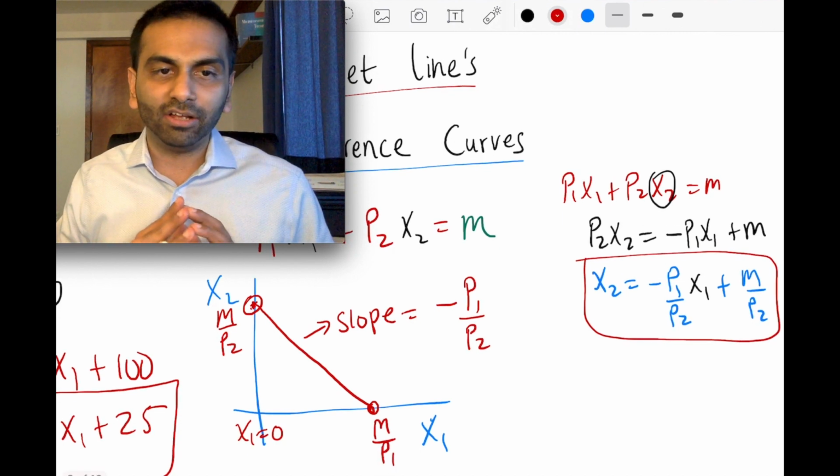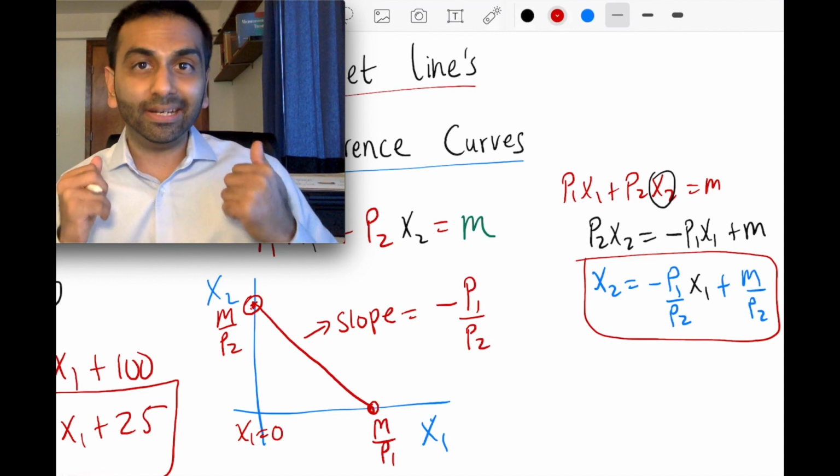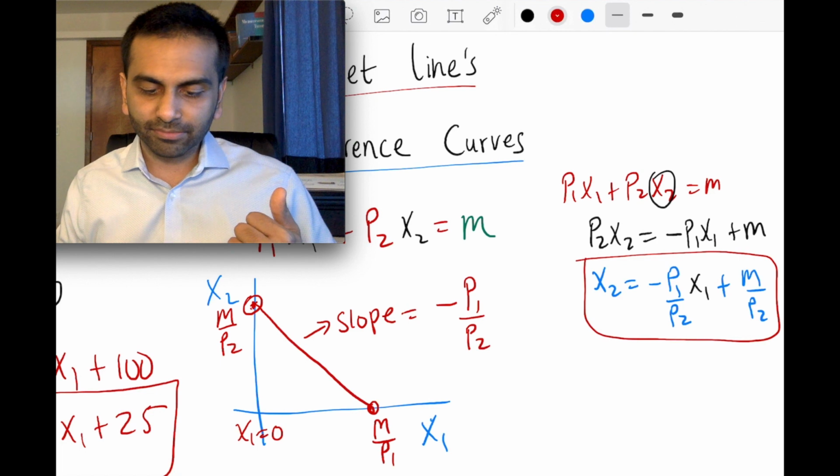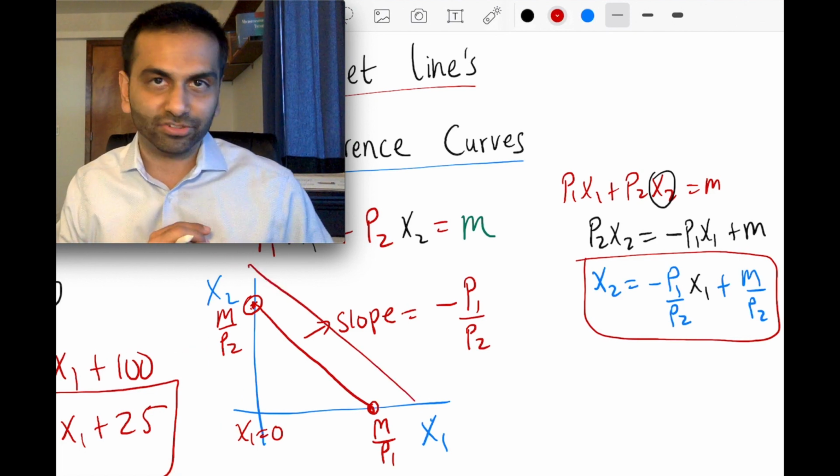And so now you can see, all else equal, if the prices stay the same but your income goes up, then this budget line is just going to shift out in a parallel way because the price ratio isn't changing.